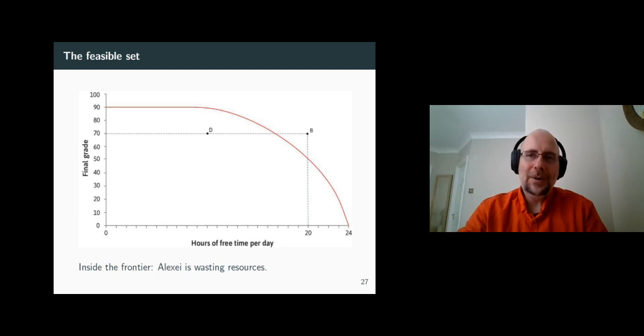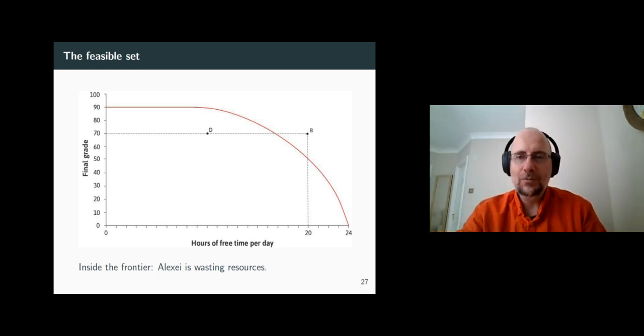Alternatively, you can also think about it this way. Point D corresponds to 14 hours of working time and only 10 hours of leisure. But with 14 hours of study, you can achieve much more than a grade of 70. Why would you settle for 70? It's not rational. You're wasting resources.